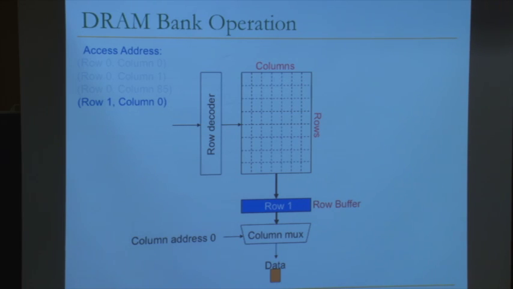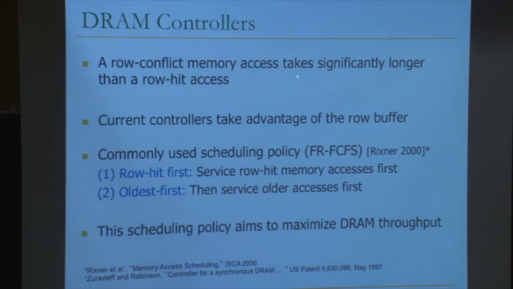Now this row buffer conflict took a whole lot longer than a row buffer hit, right? You need to close the row, open the new row, and mux out the data from the appropriate column. So a row buffer conflict is much more costly than a row hit access. In fact, it takes 2 to 3 times longer than a row hit access in today's chips. And current controllers take advantage of the row buffer. They're designed to minimize these row buffer conflicts.